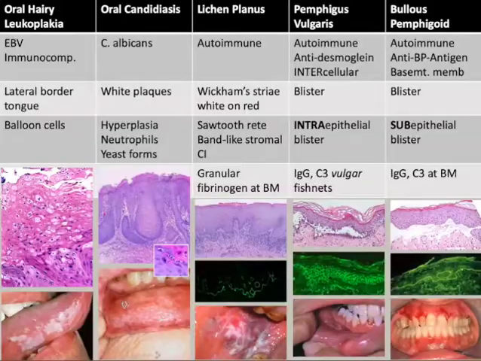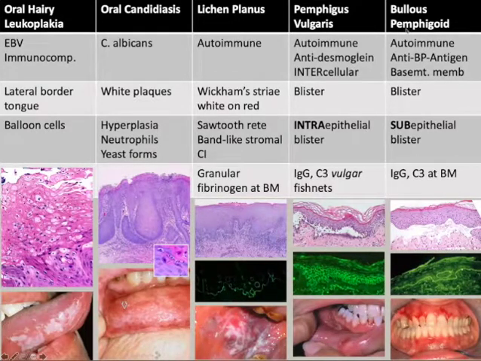Okay. The differential diagnoses of leukoplakia include oral hairy leukoplakia, which is related to Epstein-Barr virus, usually in immunocompromised patients, which shows up histologically as balloon cells. You can stain for EBV. Oral candidiasis, which can be hyperplastic histologically, but with neutrophils and yeast forms in the superficial keratin layers. Lichen planus being an autoimmune disease, mostly of females, showing granular deposits of fibrinogen at the basement membrane if immunofluorescence is provided. Certainly sawtooth rete ridges and band-like chronic inflammation.